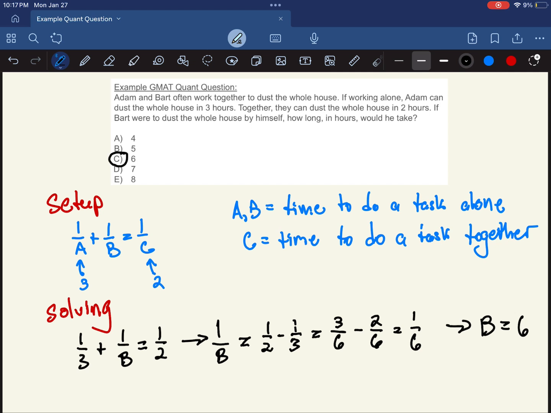Now the keys to this problem were, first, you have to recognize that we're doing a work problem. And then next, you have to remember the fundamental work equation, which was 1 over A plus 1 over B equals 1 over C.